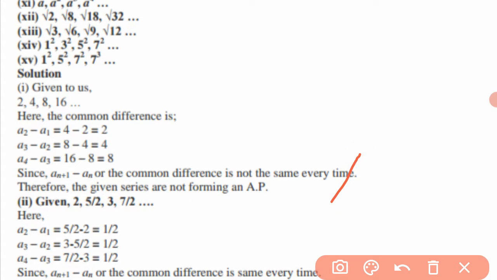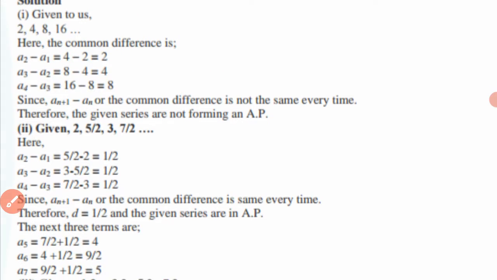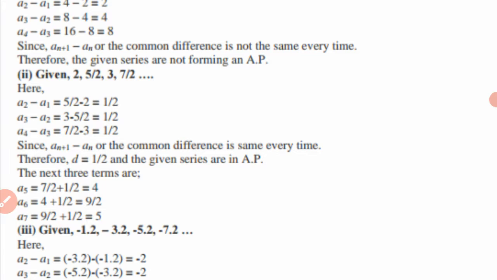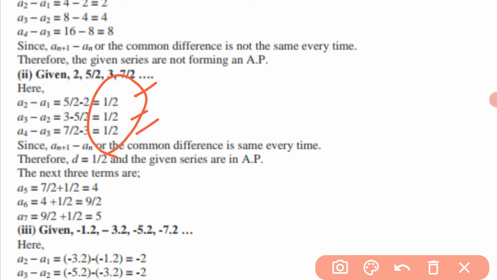Now similarly in second case, we have given 2, 5 upon 2, 3 and 7 upon 2. So here also we will find the common difference. So a2 minus a1 will be 5 upon 2 minus 2, that is 1 upon 2. Then a3 minus a2 is 3 minus 5 upon 2, that is 1 upon 2. And a4 minus a3 is also equal to 1 upon 2. Now here common difference is the same, so we can say yes, it is in AP.